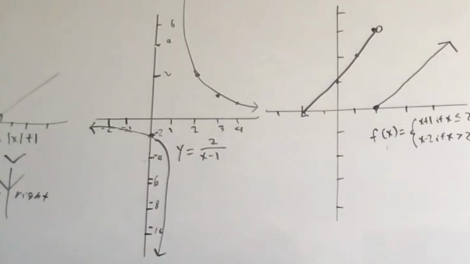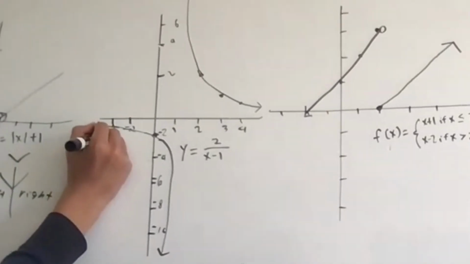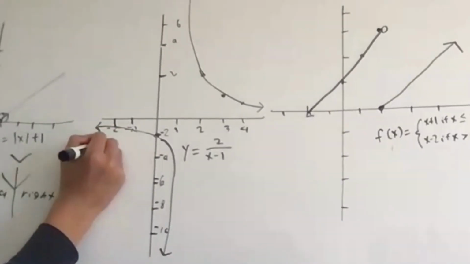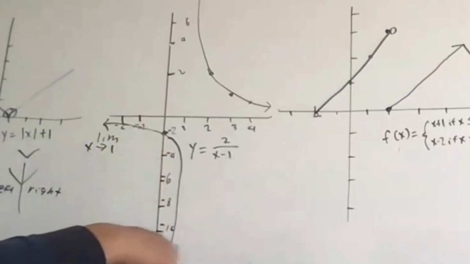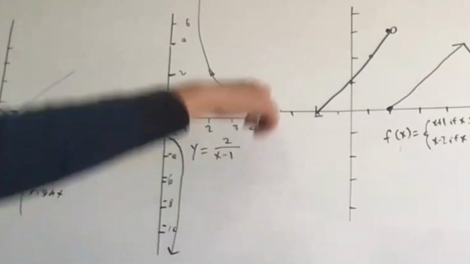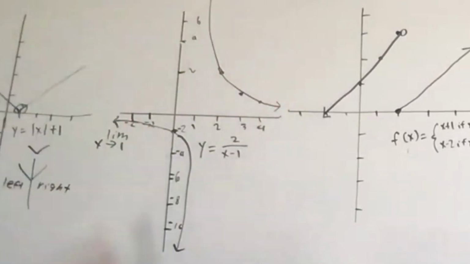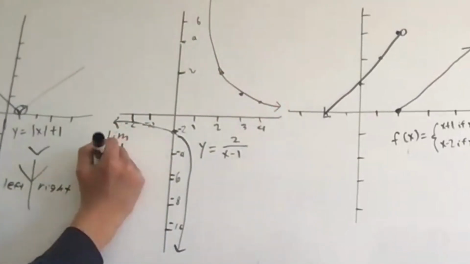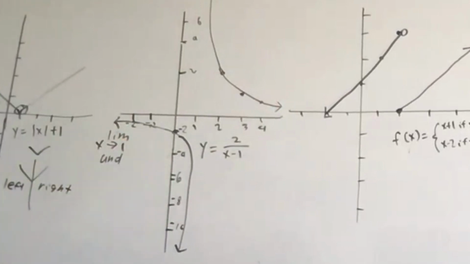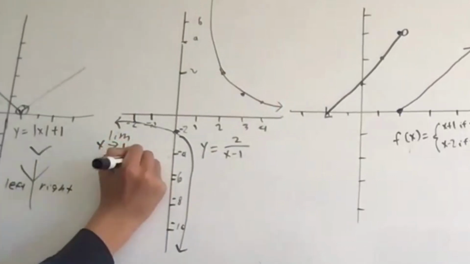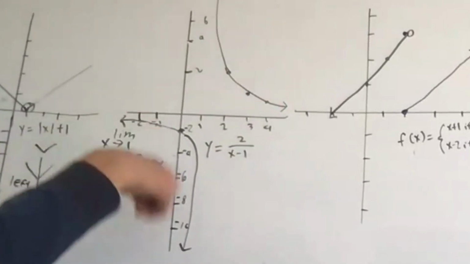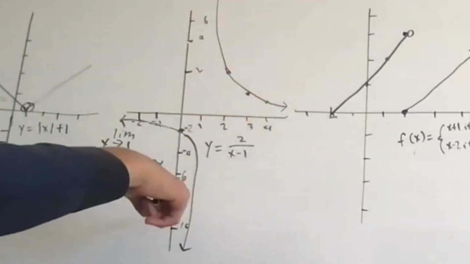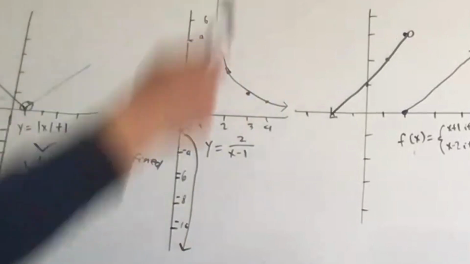Next, let's look at the limit of x as it approaches 1 again. So here, from the left side, it approaches -infinity, and from the right side, it approaches positive infinity. Therefore, this limit is undefined. Again, however, we can take both the left side and the right side. The left side would be -infinity, and the right side would be positive infinity.